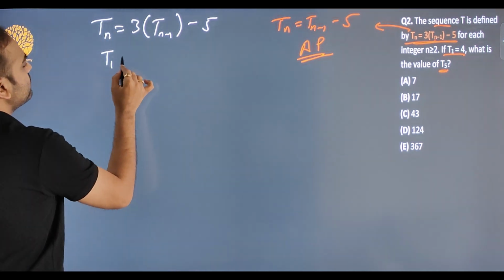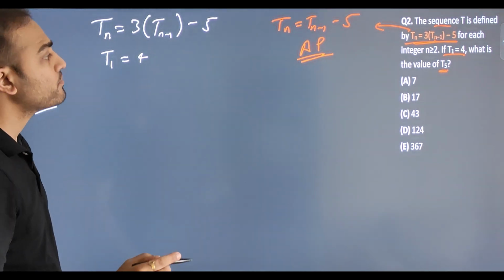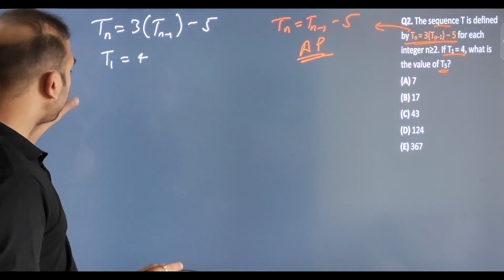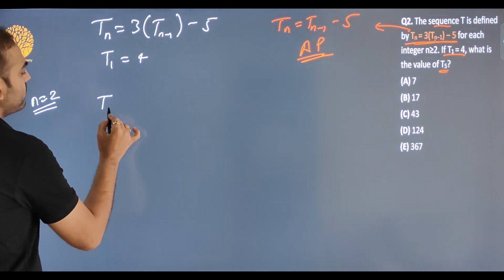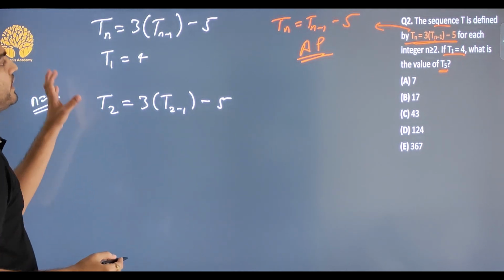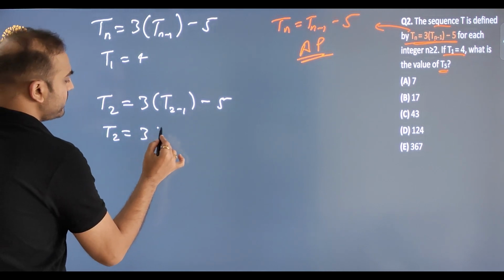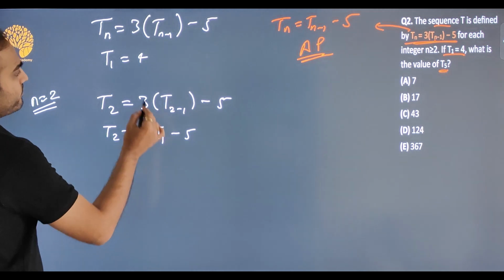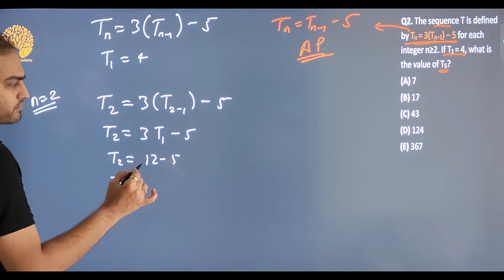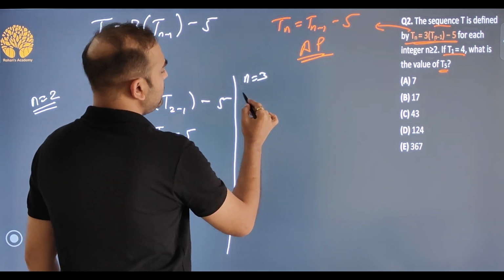I know T1 is 4. So what do I do? Put n equal to 2. Remember, don't be greedy, don't just directly try to put n as 5. It doesn't work like that. Find T2 first, right? So I get T2 is 3 times T2 minus 1 minus 5. In the entire question, I have replaced n by 2. I get T2 is 3 times T1 minus 5. T1 I know is 4, so that's 12 minus 5. T2 is 7.